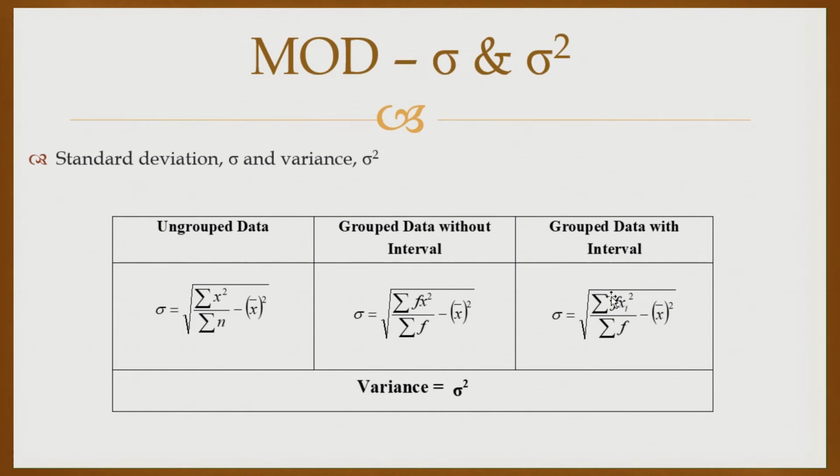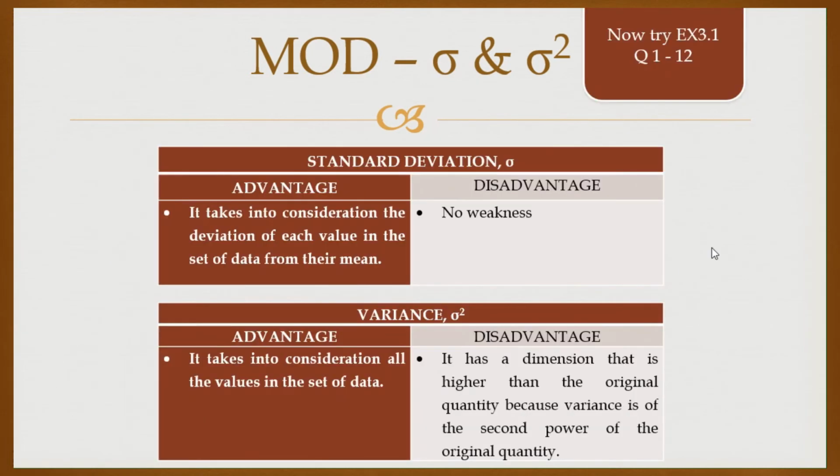Okay, grouped data with intervals. What is that? Xi, I taught you in chapter 2. That is the midpoint. Okay, then you have the mean. All right, so let's take a look. What are the advantages? This is the best measure of dispersion. It is the best. There is no weakness. Why is there no weakness? Because it takes into consideration every data, the distance of every data from the mean. Okay, I need to show you one example of how to calculate.